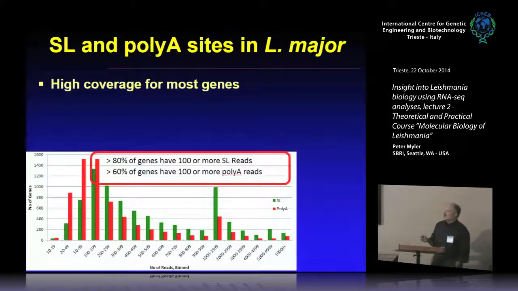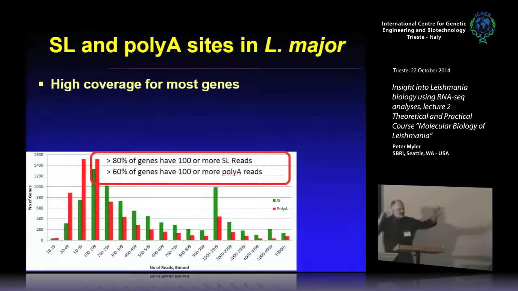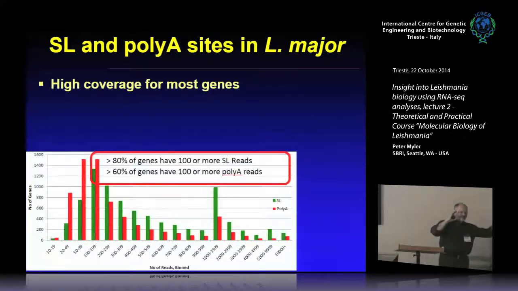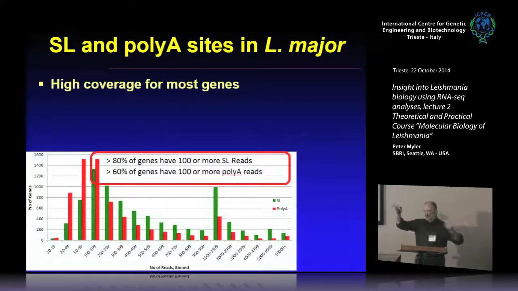But again, we got high coverage. More than 80% of the genes had at least 100 reads. So that means you can do good statistics. If you have 100 reads and you compare two different libraries, you can get good statistics on that. If you only have 5 reads, comparing 4 in one and 6 in the other is not going to be terribly robust.